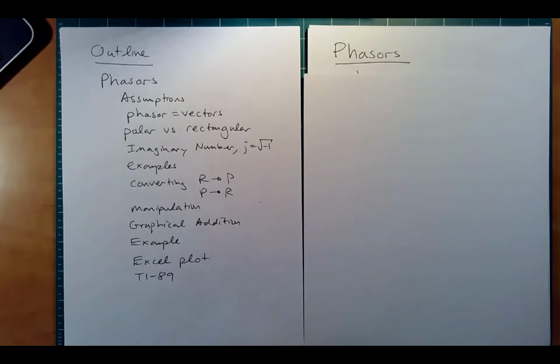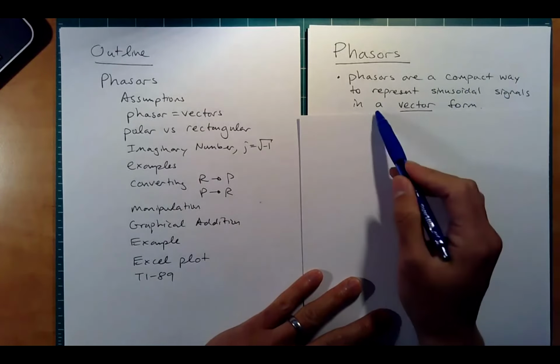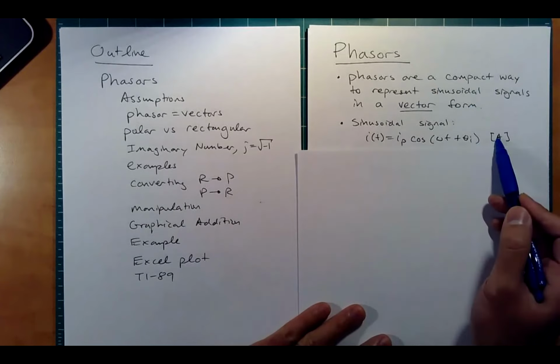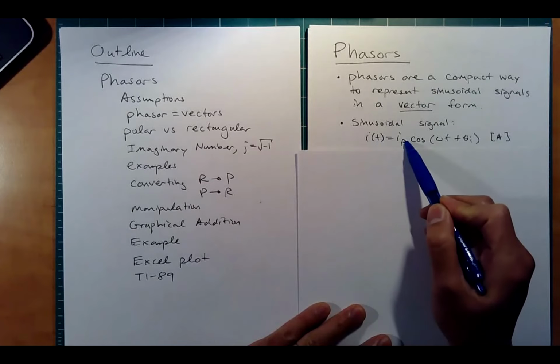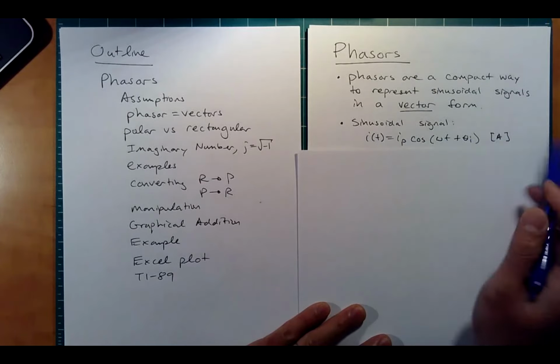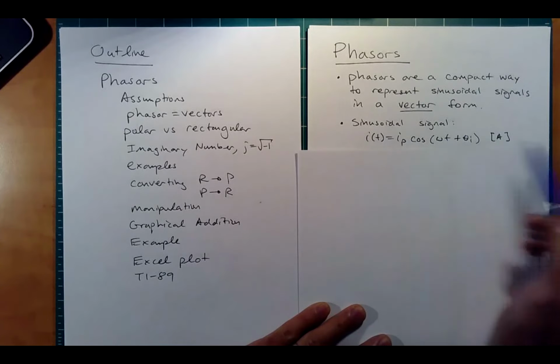All right, let's begin. So phasors. Phasors are just, like I said, a compact way to represent sinusoidal signals in a vector form. So here's an example sinusoidal signal. We've seen this before. IP is the amplitude, omega is the angular frequency, and theta is the phase that shifts it left and right. Okay, T is just the unrelenting time that keeps going on.